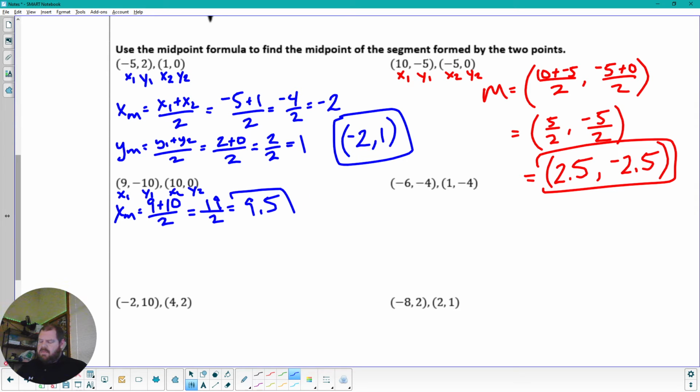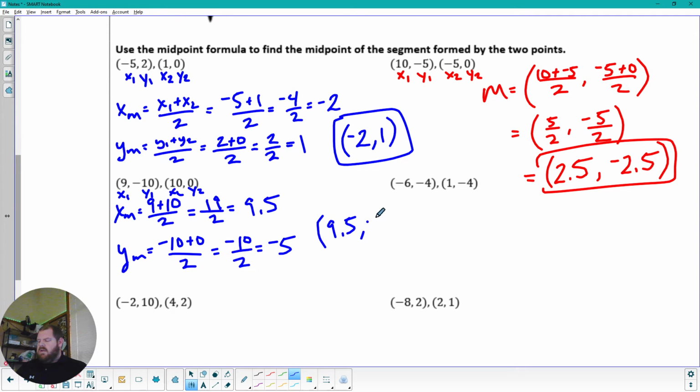I don't know why I'm putting a box around that. Don't do that. Not yet. We're not there yet. And then the y-coordinate of the midpoint is negative 10 plus 0 divided by 2. Sounds like negative 10 divided by 2, which is negative 5. So my midpoint is at 9.5, negative 5.